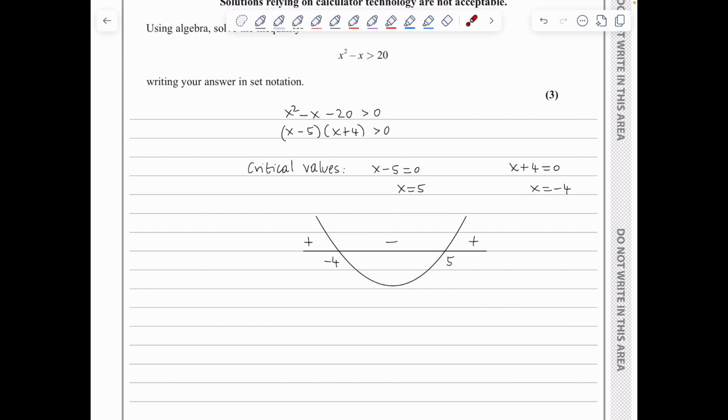Now we want to be greater than 0, so I'm going to be highlighting the tails, and we need to give our answer. It says in set notation, so the solution set is all values of x such that x is a real number and x is less than negative 4, union x such that x belongs to the reals and x is greater than 5. Notice that since the original inequality was a strict one, so is my solution here. So we've got strict inequalities in the final answer.